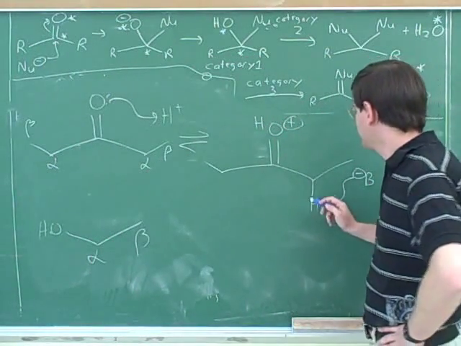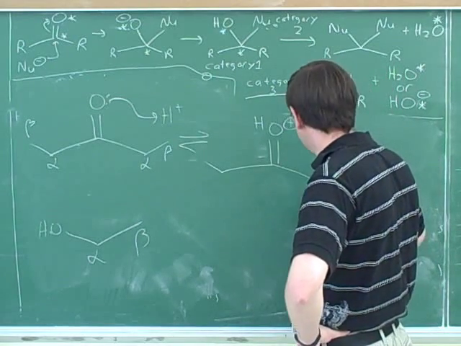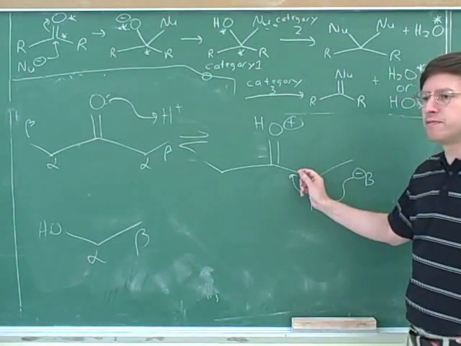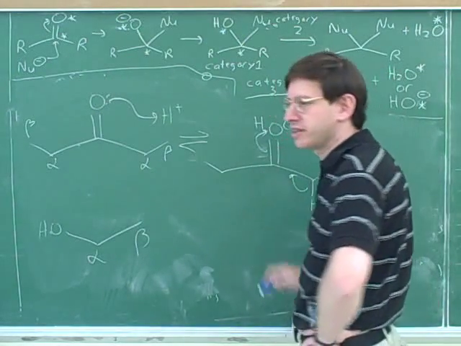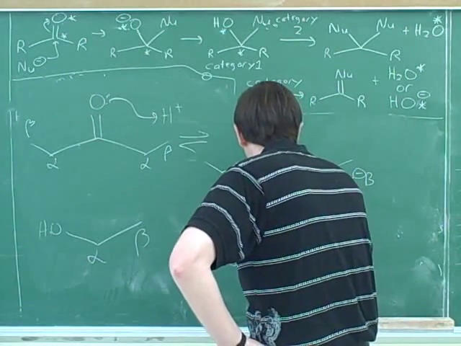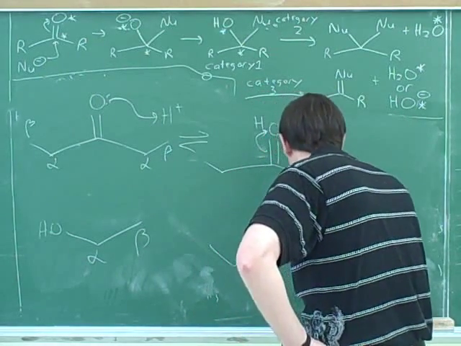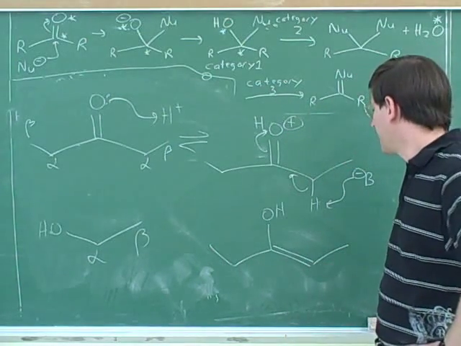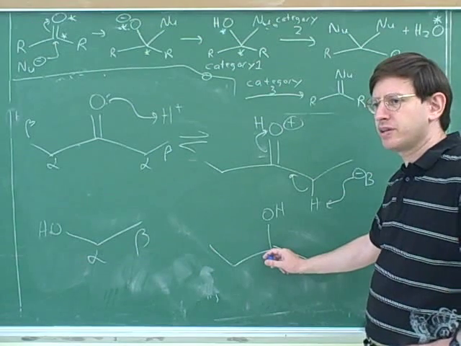So when the base takes this proton, that frees up these electrons. However, we need to make room for these electrons by pushing these. I decided to put on more carbons here, but anyway, that would give us this. And you're remembering, what's the name of this compound?